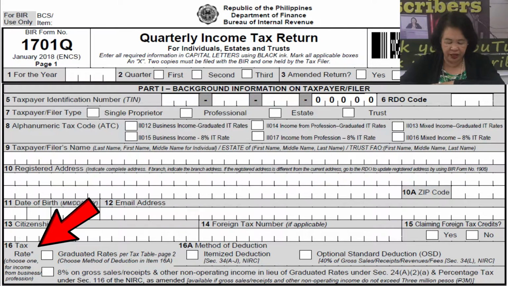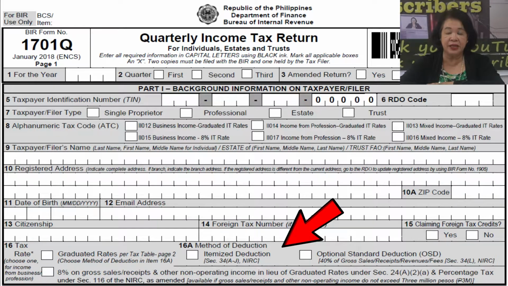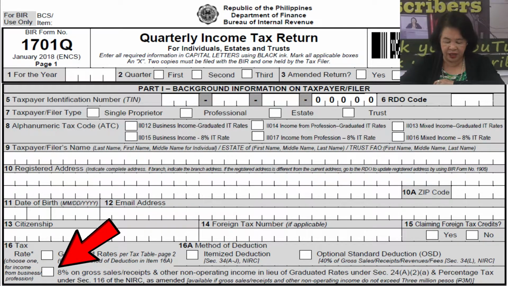Page 2, and then a method of deduction. And then, kung ang pinili mo naman is itemized deduction, then i-check mo, or the optional standard deduction na OSD na 40%. Or, kung halimbawa naman yung pinili mo 8% on gross sales or receipts other than non-operating income, ibig sabihin dito, pinili mo yung option rate. So, 4 na option po yung pwede ninyong piliin sa method of deduction. Pwede yung graduated rates, pwede rin yung itemized deduction, pwede yung optional standard deduction, at saka yung 8% na option rate.